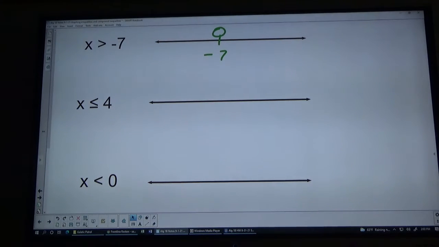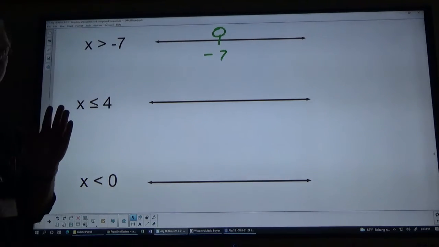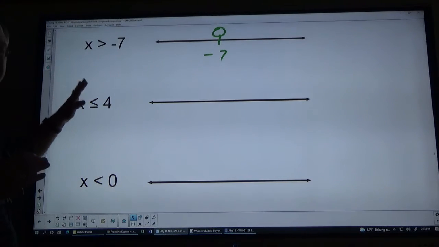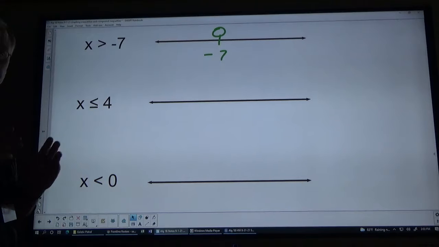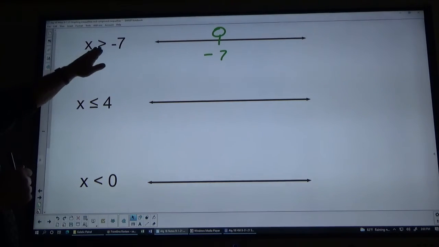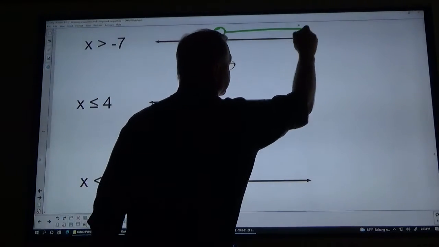Now, the direction that you should draw your line, please notice, if the variable is on the left-hand side of the inequality, then you are going to follow whatever direction the inequality is pointing. In this case, to the right.